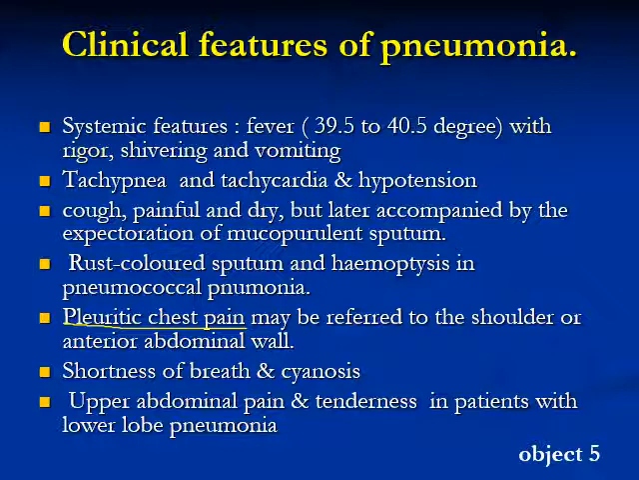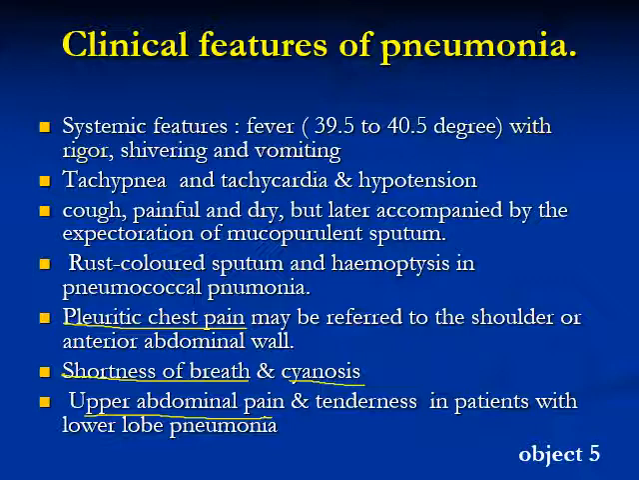The patient also may develop shortness of breath, and due to the hypoxia, may develop cyanosis also. As I mentioned, upper abdominal pain and tenderness in patients with a lower lobar pneumonia may develop. A patient with a lower lobar pneumonia or basal pneumonia may develop pain in the base of the lung, and this is referred to the upper abdomen. This may be confused with the acute abdomen, such as cholecystitis or other.